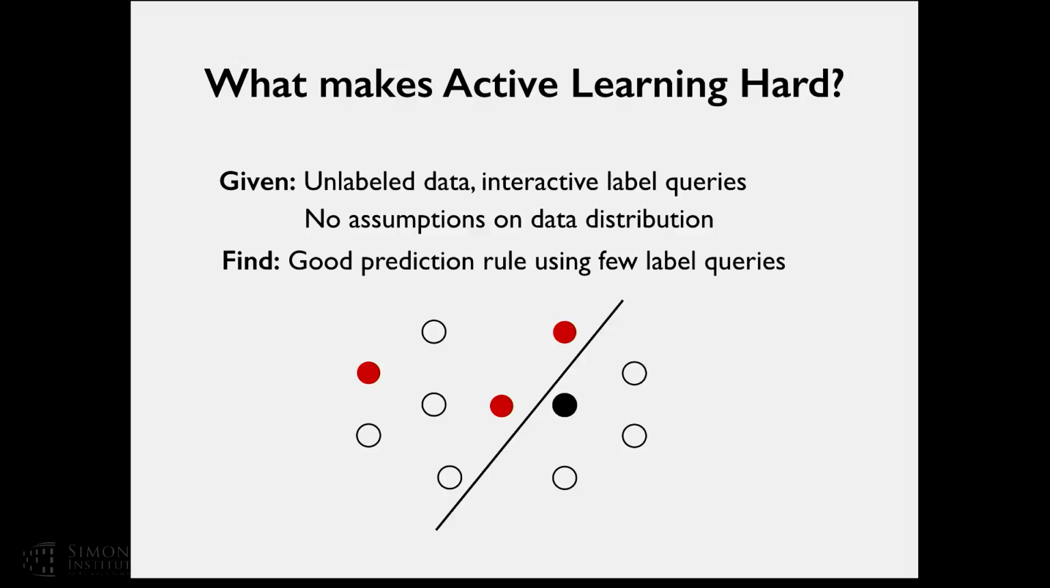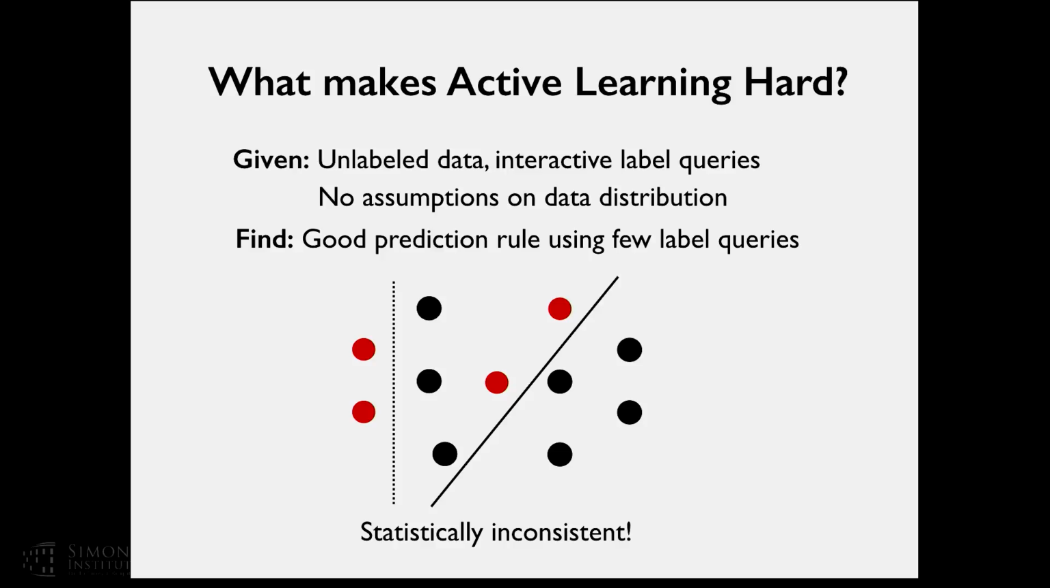So suppose you were given unlabeled data, you could make interactive label queries, and you didn't really have any assumptions on the data distribution, right? So the reds and the blacks don't have to be perfectly separated by a line. It is what it is. And what you want to find is a line that separates most of them, right? And here you wanted to do active learning. So here what could happen is, maybe you followed the strategy that I showed you before, but maybe this was your correct labeling, right?